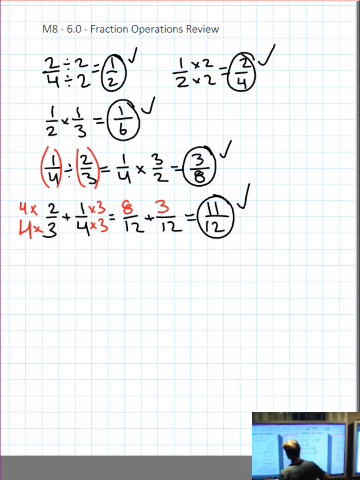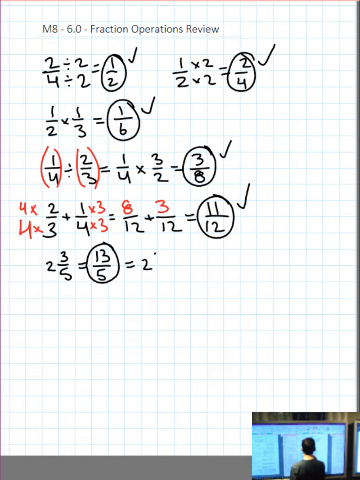Then we talked about mixed numbers to improper fractions. So if we take something like 2 and 3/5, we simply want to take the bottom number, multiply it by the number on the left, and add the top. So we're going to get 13/5. Or how many times does the bottom number go into the top? Well, it goes in 2 times with that remainder of 3 over the original denominator, being able to go back and forth between those two whenever is necessary.